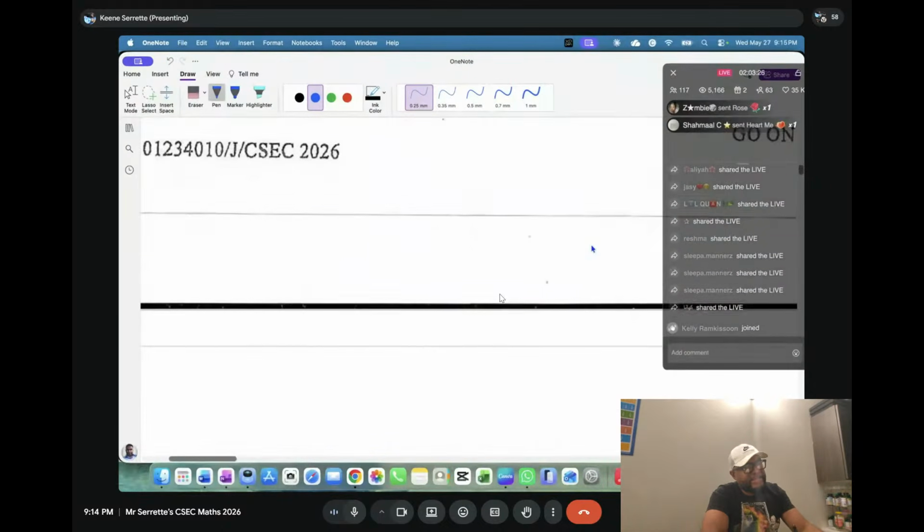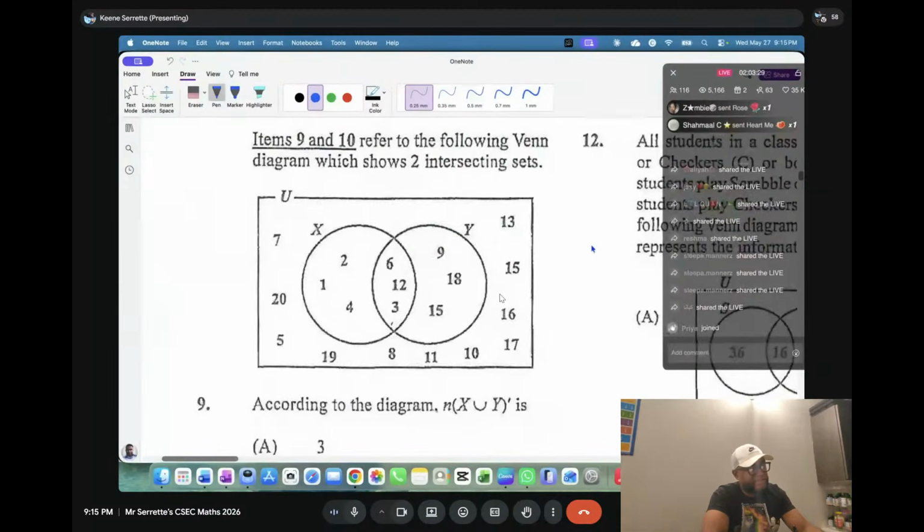I think this was one of the easiest papers I've seen in a while. This 2026.